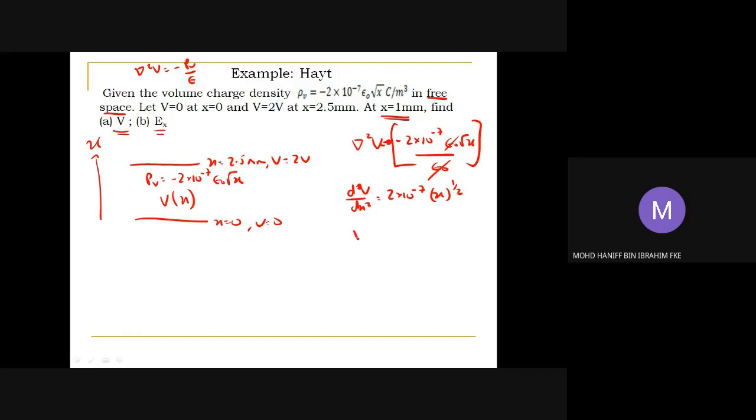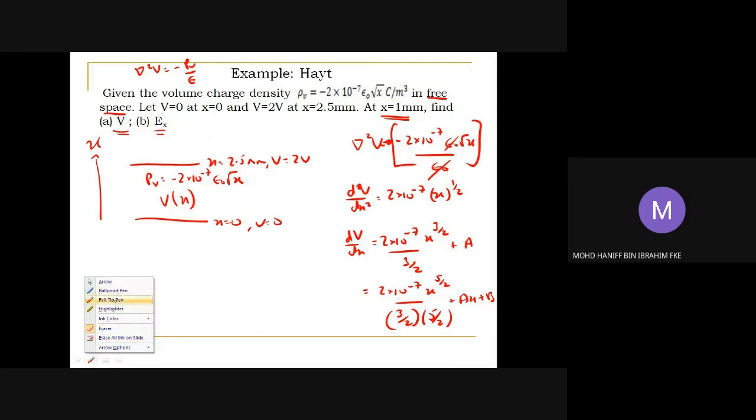Okay, so dV over dx gives us 2 times 10 to the negative 7, x to the 4 over 3 over 4 over 3, plus A. And V gives us 2 times 10 to the negative 7, x to the 7 over 3 over 4 over 3 times 7 over 3, plus Ax plus B. So that should be the general value of V, which varies in the x direction.